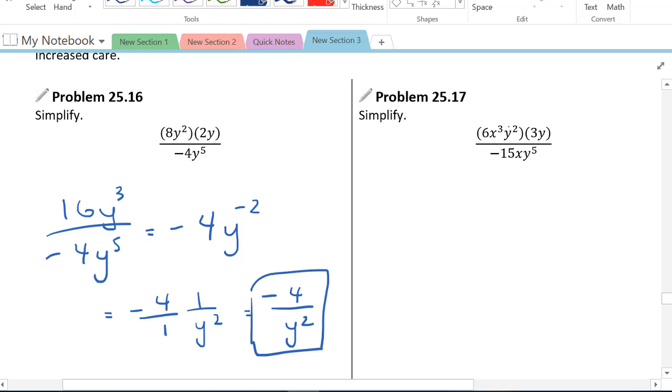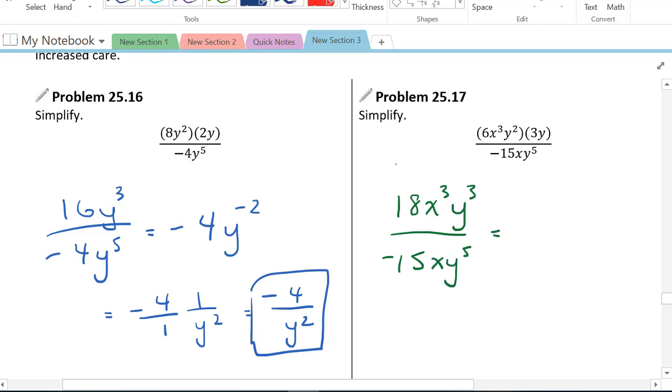Let's look at the next one. Same thing. You want to multiply 6 times 3. 6 times 3 is 18. And then no x's, so it's just going to be x cubed, y to the third, right? There's no x's, so it's going to be x cubed. And then it's y to the second plus 1, right? So 2 plus 1 is going to be 3. That's how I got the 3 for the y. And then 6 times 3 is 18. Okay, divided by negative 15 x y to the fifth.